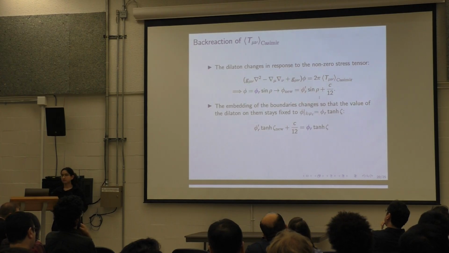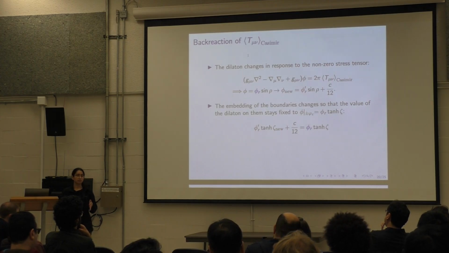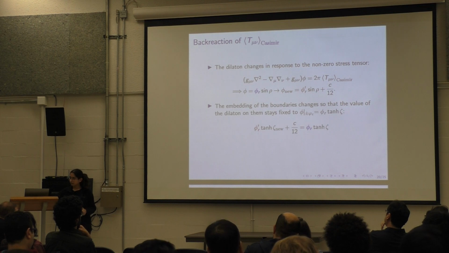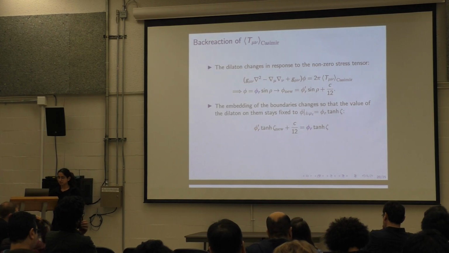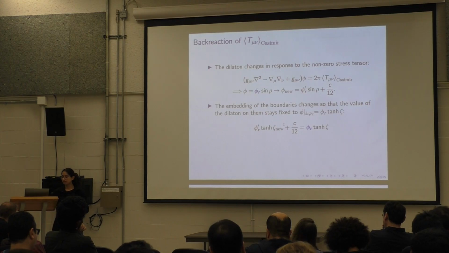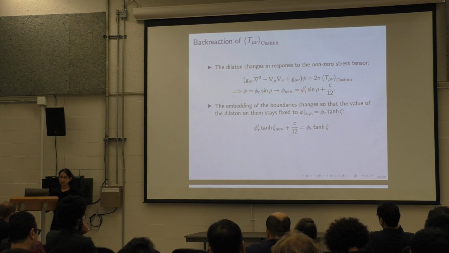And then as a response to this change in the dilaton, the coordinate embedding of the boundaries, which is a meaningful variable here because the metric itself is not changing, changes so that the value of the dilaton on them stays fixed to this value of phi sub r times tan zeta. That's the meaning of this equation below, where zeta nu describes the new coordinate locations of the boundaries, and that's related to this parameter phi sub r prime and the parameter phi sub r, which is a measure of the horizon entropy, and zeta.